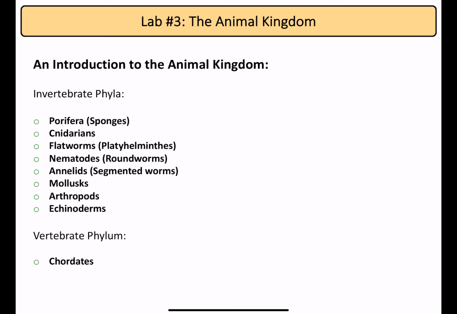And then lastly, the 9th phylum, the only one which is composed of vertebrates, is known as the chordates. I like to think of the chordates as the type of organisms you would find at the aquarium or at a zoo. So that includes more familiar animals like birds, amphibians, mammals like yourself, bony fishes, cartilaginous fishes like sharks.